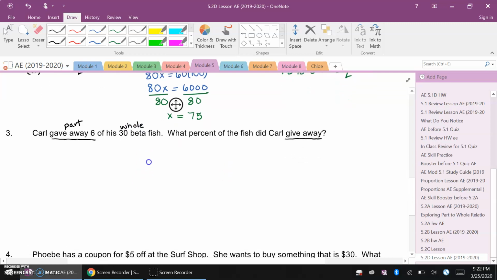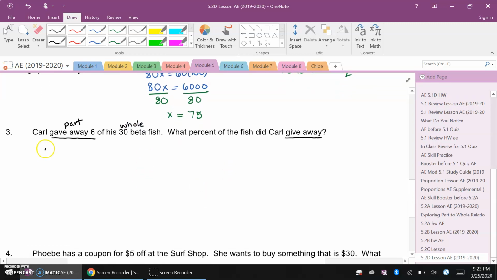And that is a lot of betta fish. Betta fish typically like to be alone.